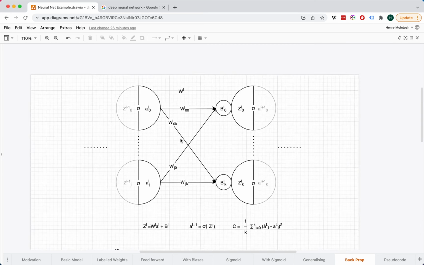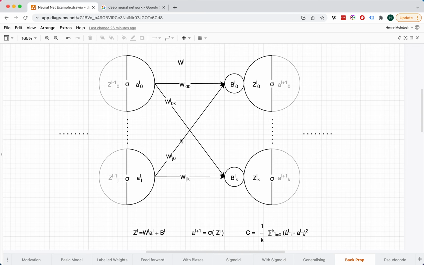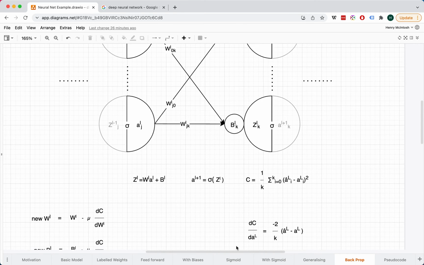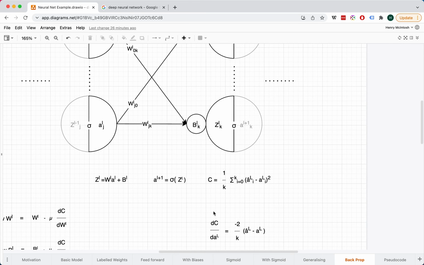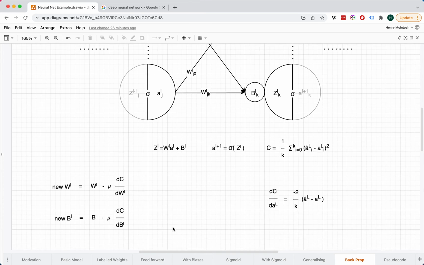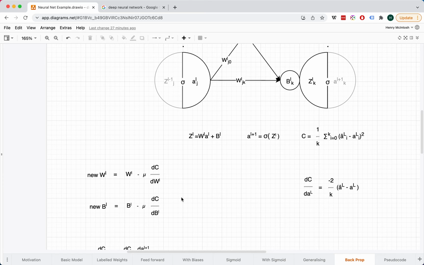So here we go, strap yourself in, this is where it gets really fun. We've got the same model as before, these are the same equations as before, and so what I want to do to start with is define what we're going to do, and what I was just talking about with the derivatives of our weight and bias matrix.